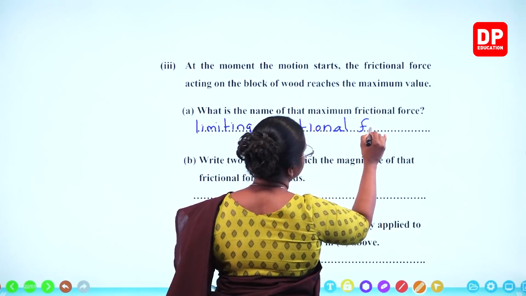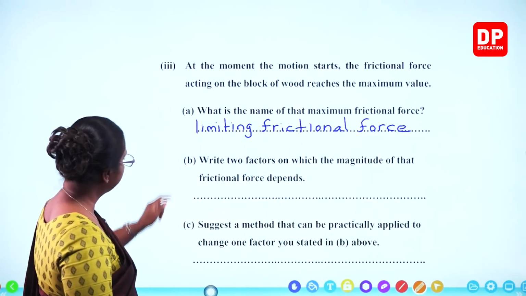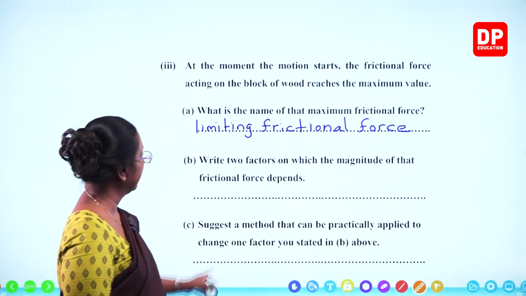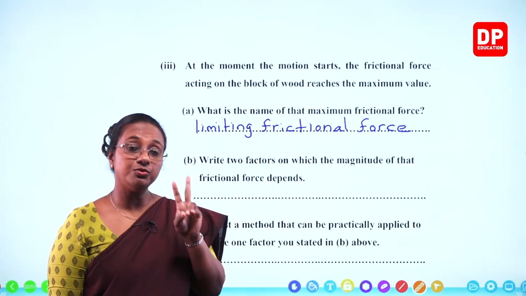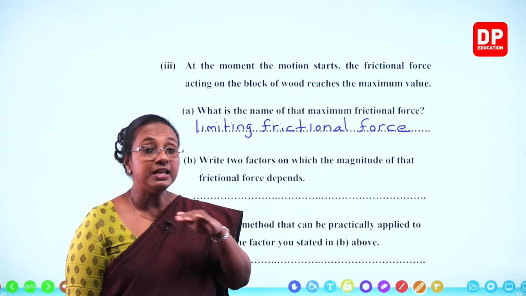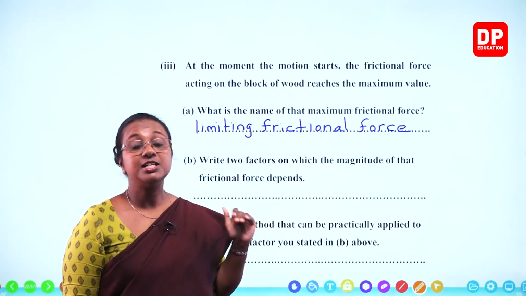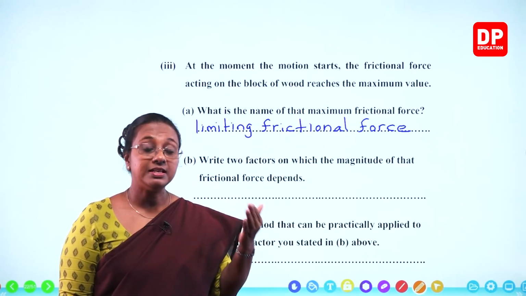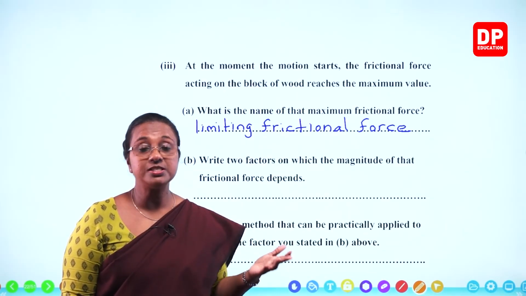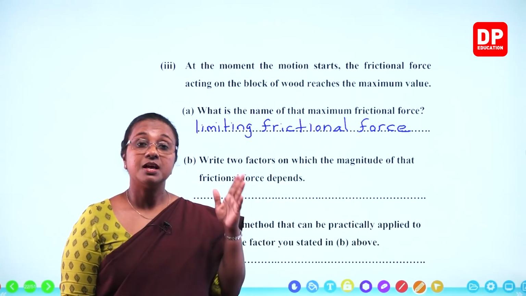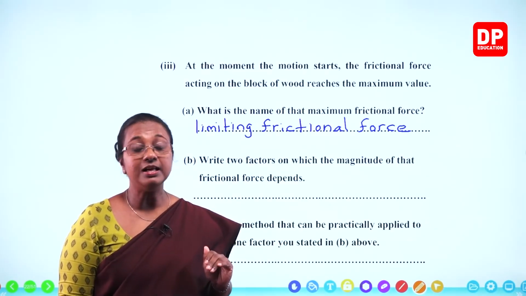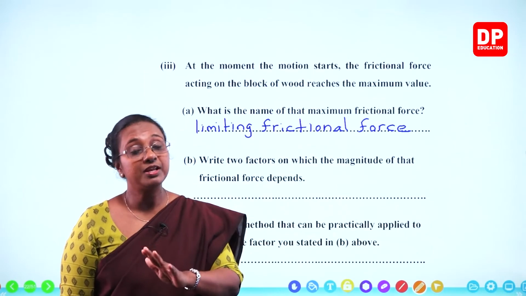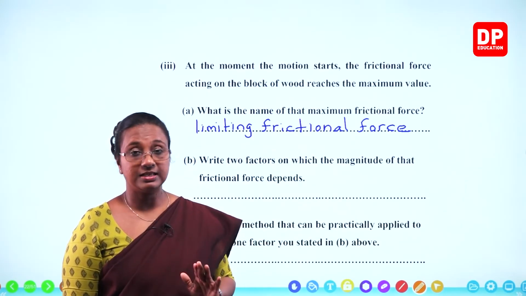Then B part, write two factors on which the magnitude of that frictional force depends. Limiting frictional force depends on two factors. You all can remember the nature of surface, the nature of the contact surface. When it is smooth, the frictional force is less. When it is a rough surface, the limiting frictional force is high. And the second factor is perpendicular reaction or normal reaction. When that increases, the limiting frictional force also increases.